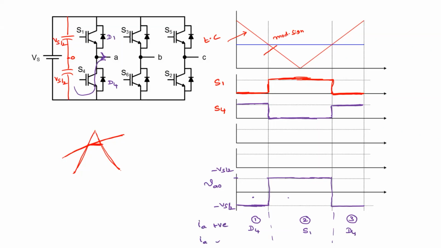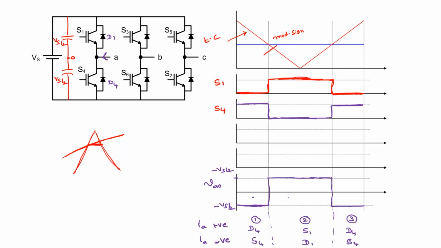In case of negative current, which one will conduct here? In case the current direction is something like this, what will conduct now? S4 will conduct. And here D1 will conduct, right? And here, again, S4. Clear?